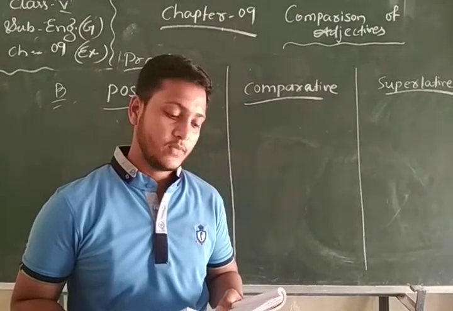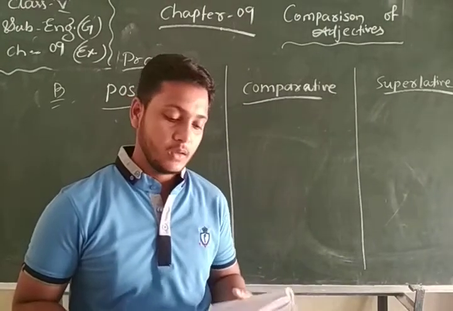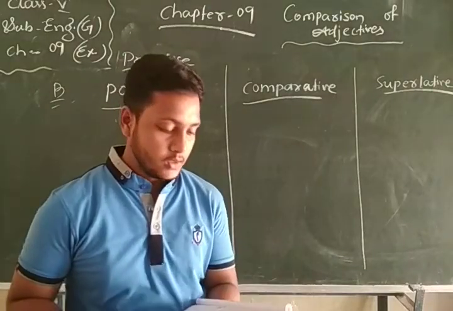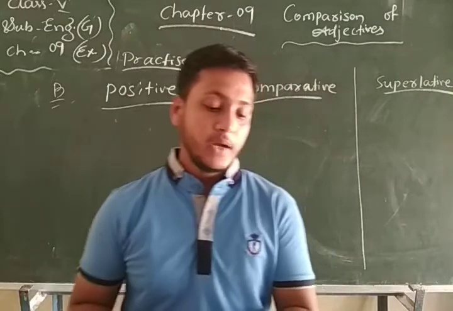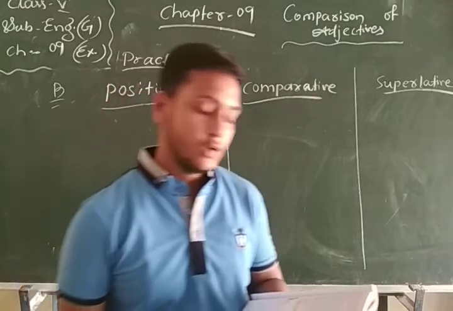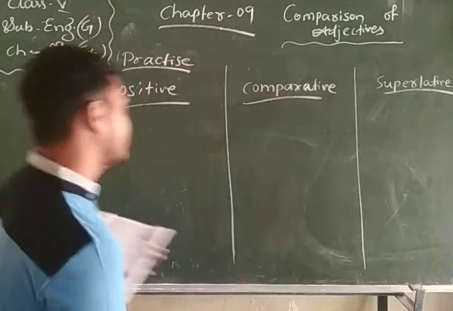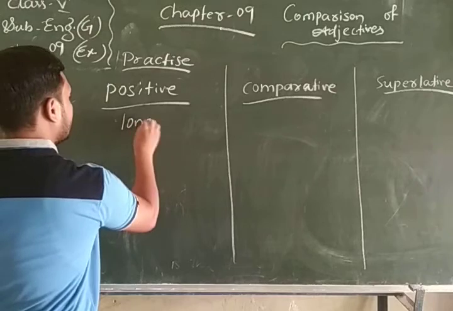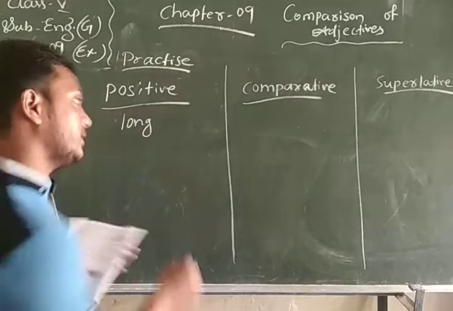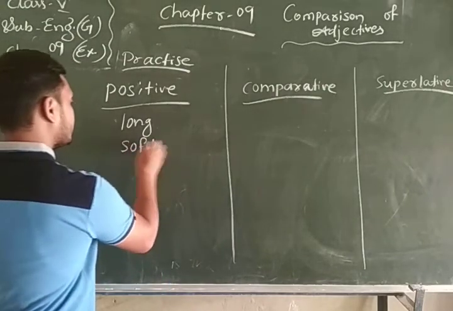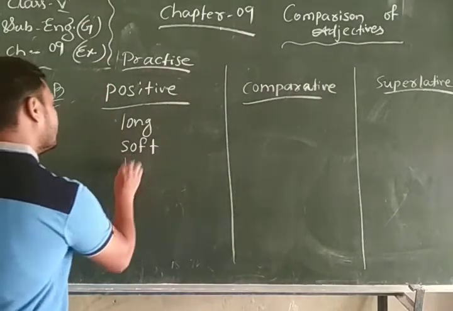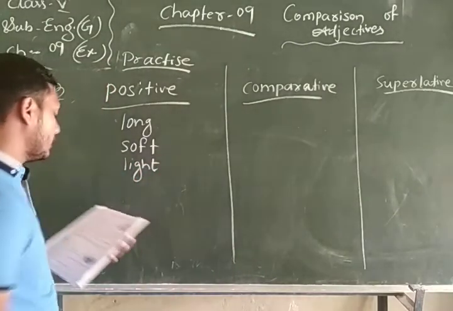So students, I am reading out the paragraph, and we will find out the different adjectives. Okay, let's start. My dog's name is Joy. His fur is long. Okay, long is an adjective. Which kind of adjective is it? It is in positive degree. His fur is long and soft. Soft is also in positive form. He is very light in weight. Light is also positive form.